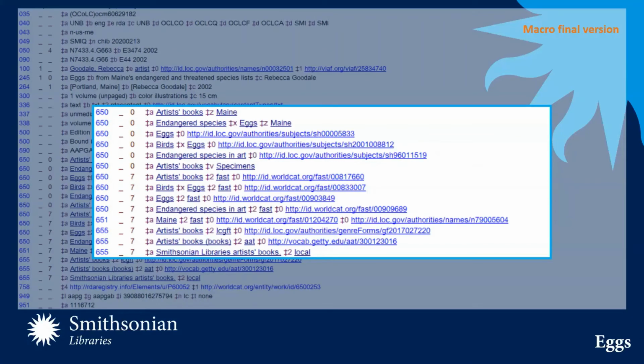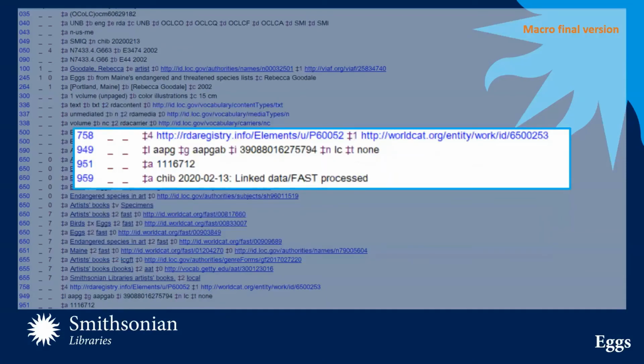Same thing again, we're pulling in the URIs where we could find them for the 6XX fields. We're still slotting in that 758 field, but now we have changed our tracking somewhat. So we've moved that into a 959. We have our initials, date, and then the note that the linked data and FAST was processed. So that is a very quick introduction to this linked data macro.